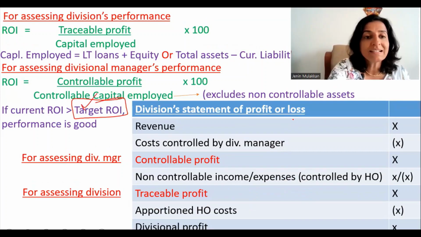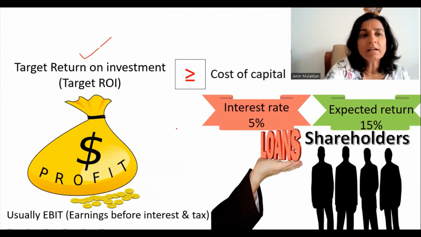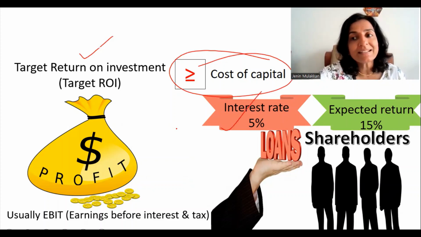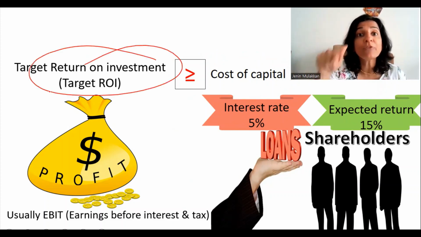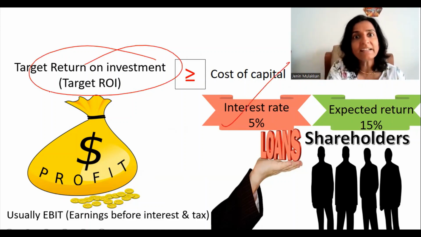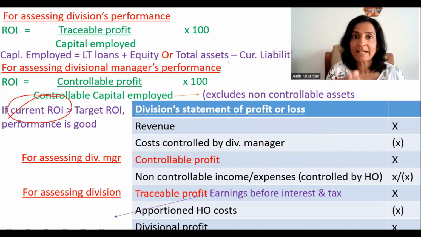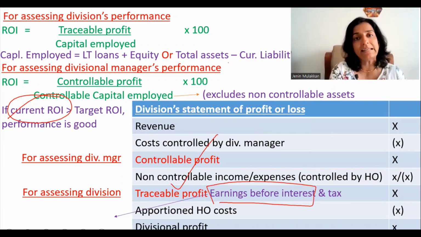Why before interest? Because the target return on investment is the profits generated before deducting this interest. How did we calculate the target return on investment? The target return on investment was calculated based on the cost of capital. That is the cost related to the interest and the cost related to the dividends, which means that the target return on investment is itself the profit before deducting this interest. That is how we have calculated the target rate. So when the target rate is a rate before deducting interest, then when we are calculating the current return on investment, that should also be a profit before interest, correct? That is why the traceable profit is always taken as the earnings before deducting interest.